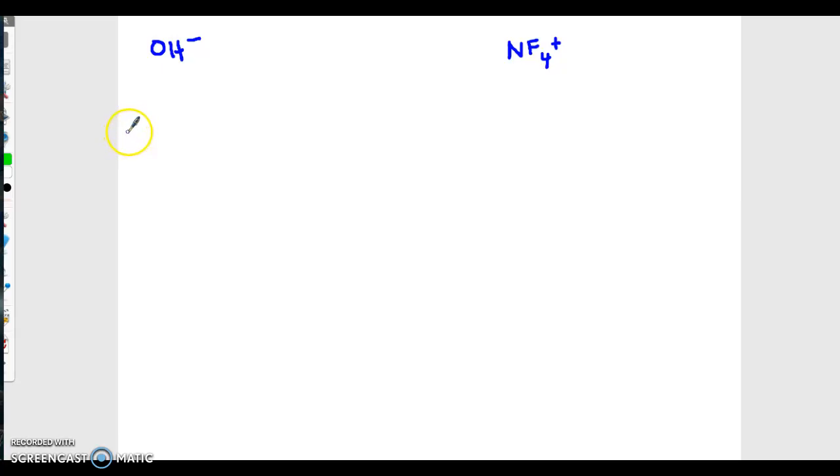There's one little twist when we are writing structural formulas for polyatomic ions, and that is when we are counting up the numbers of valence electrons that each atom brings. So I've got two examples here. We'll start with hydroxide. It's a pretty simple polyatomic. It only has two atoms that are a part of it.